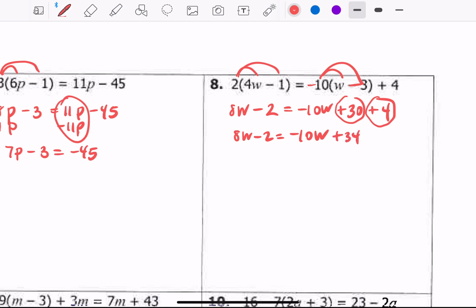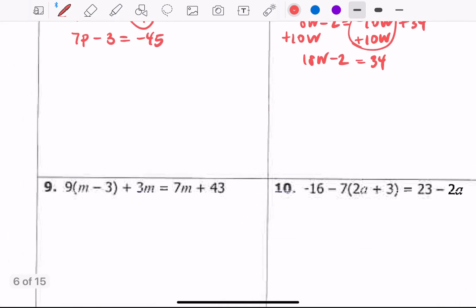And then I have variables on both sides, so I am going to get rid of this minus 10. I feel like it's easier to add 10 and 8 than it is to add negative 10 and negative 8. So 8 plus 10 is 18w, and then I bring down my minus 2. This is 0, so it goes away, equals, and then I bring down my positive 34. And now you are going to solve.